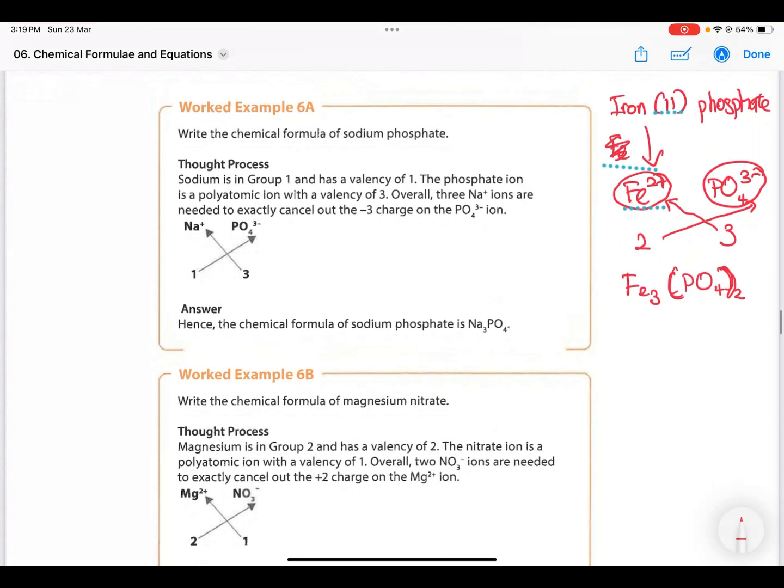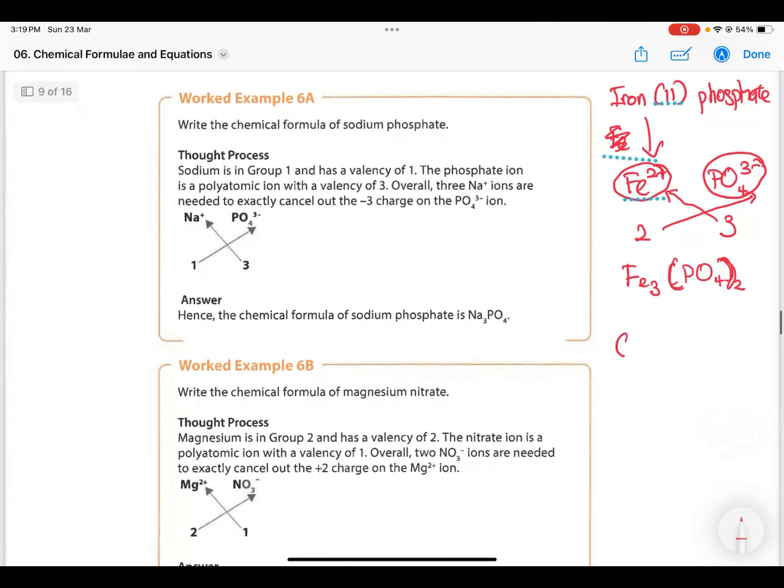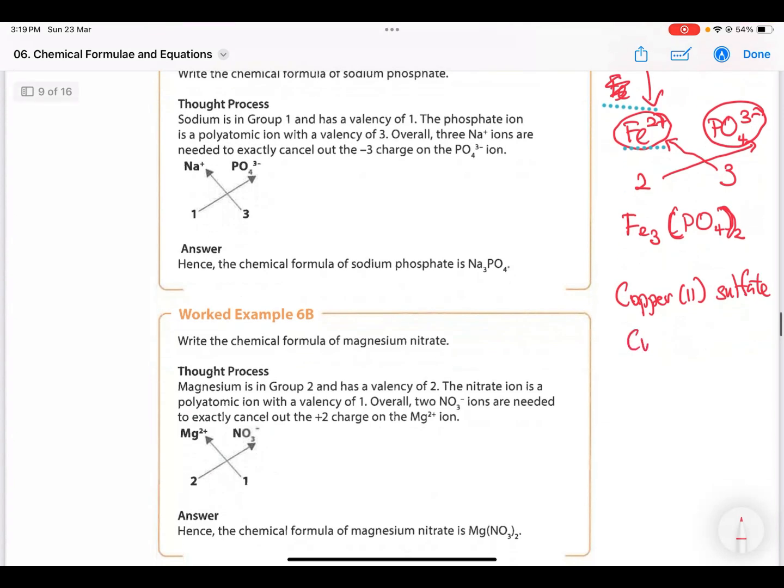Now let's try another one. What if it is copper 2 sulfate? So I'm going to have Cu2+ because copper 2. Sulfate is SO4 2-. How do you know all this? Copper 2 you need to know because of the 2 over here, you know that it's a 2+. Sulfate, you need to memorize that the ion is SO4 2-. So valency of copper 2 will be 2. Valency of sulfate will be 2.